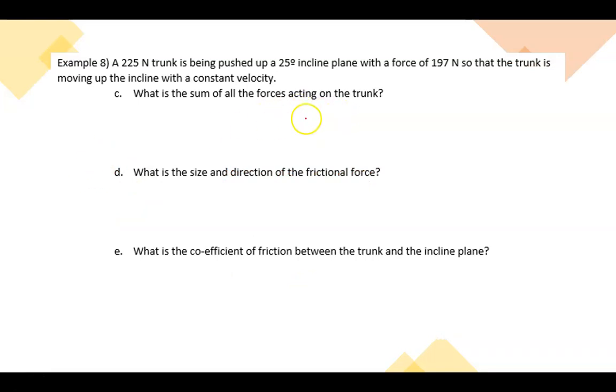What is the sum of all the forces acting on the trunk? Well, that's got to be 0. Why do we know that? Because it's a constant velocity. So what is the size and direction of the frictional force? Well, we know that this has a weight of 225. Its perpendicular component being 204. It means that the force normal is 204. So the normal force is 204.